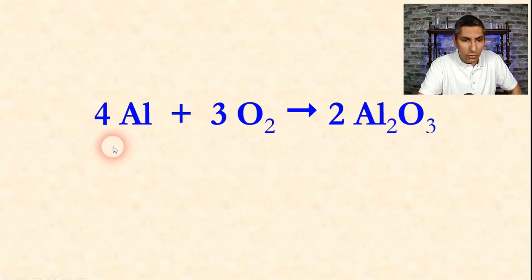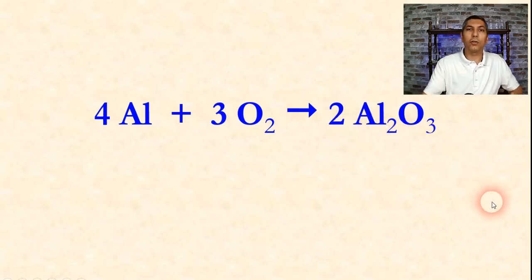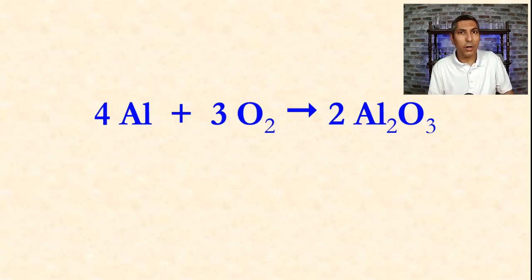In this equation, this is telling us that if we have 4 atoms of aluminum and we react that with 3 molecules of oxygen, we're going to produce or yield 2 formula units of aluminum oxide. This is just a recipe or an equation or a ratio for how those reactants and products are going to be produced and consumed.